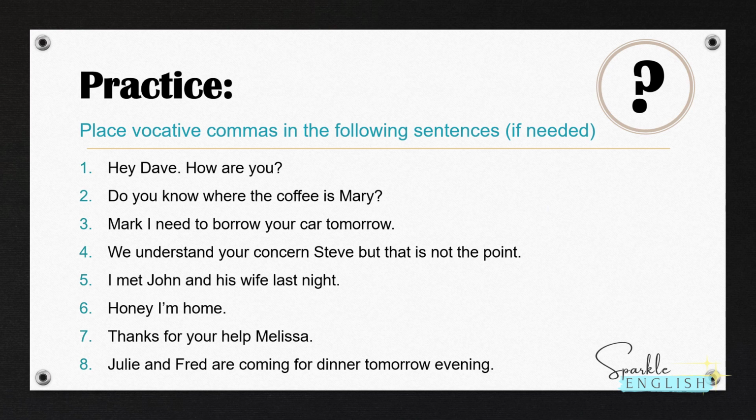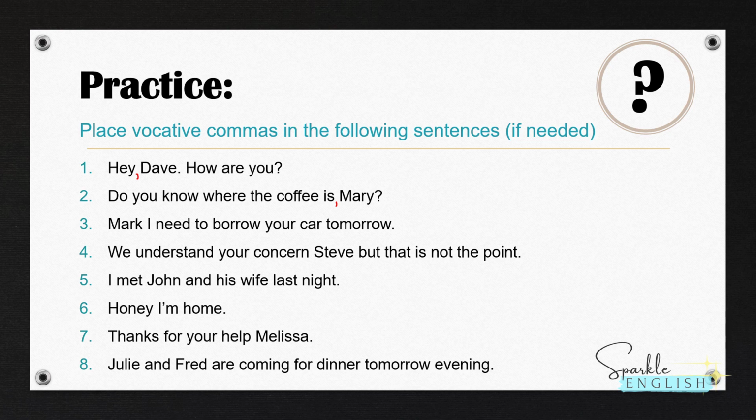Okay, so let's correct these together. Number 1, hey Dave, how are you? We need to place a vocative comma after hey. Hey, Dave, how are you? Because Dave is at the end of a sentence and we are talking to Dave, we have to put a vocative comma before Dave. Number 2, do you know where the coffee is, comma, Mary. Again, we are talking to Mary, so we have to use a vocative comma before Mary.